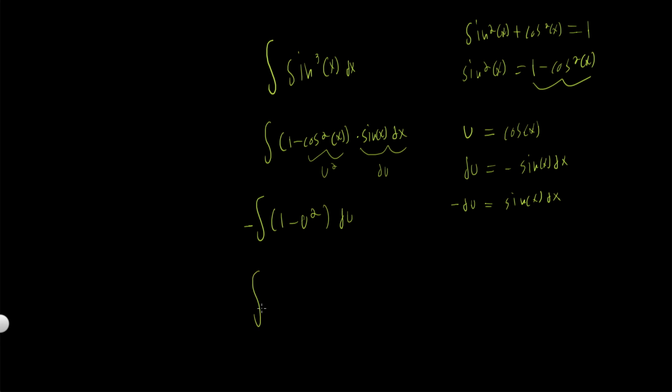So this becomes negative of u minus u to the third over 3, all plus c. So maybe we can rewrite it as negative u plus u to the third over 3 plus c. And we are done.